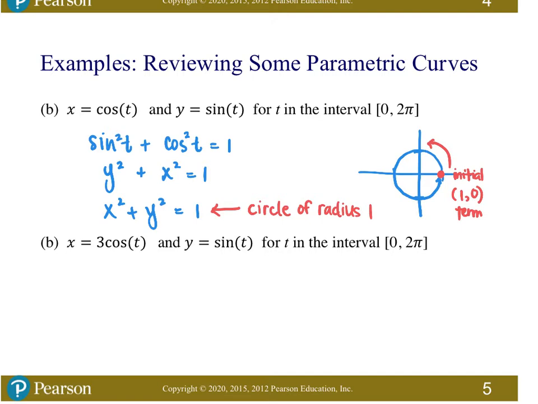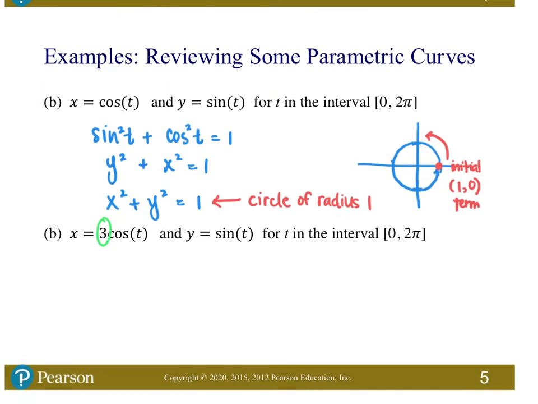Now, if we throw a coefficient in front, so now x is 3 cos t, now we're looking at things a little bit differently because cos t by itself is x over 3. And so if we put this into the Pythagorean identity, we're going to have y squared plus x over 3 quantity squared equals 1. Now that's no longer a circle. Or x squared over 9 plus y squared equals 1.